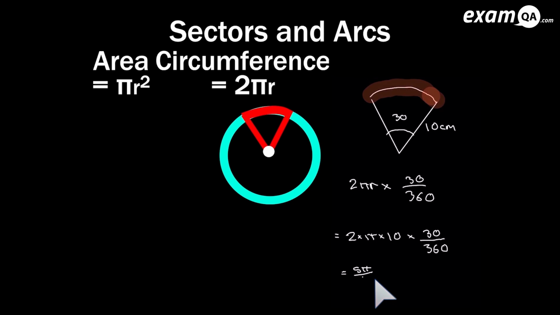So you can leave your answer as 5 pi over 3. However, if it wants it as a decimal, you can just press the SD button. And you get 5.236 to 4 significant figures.